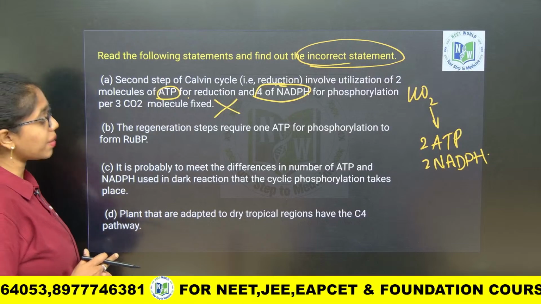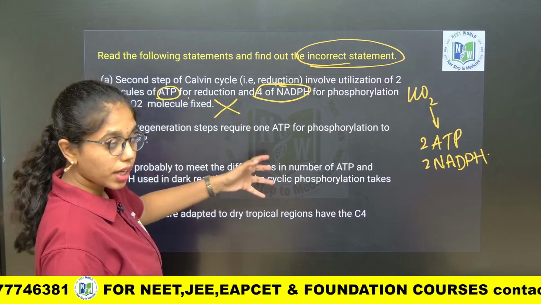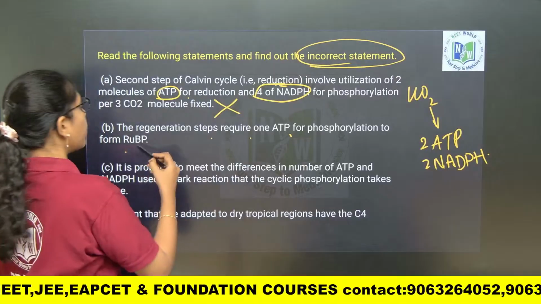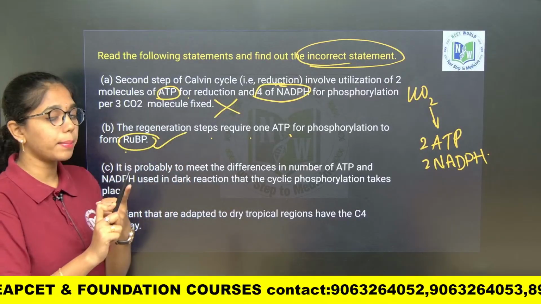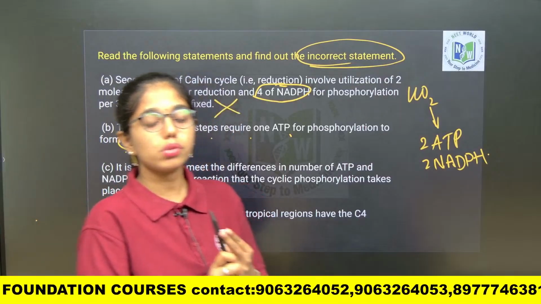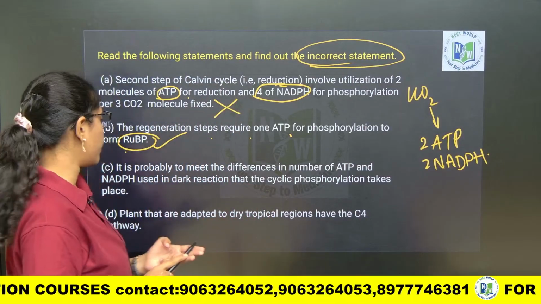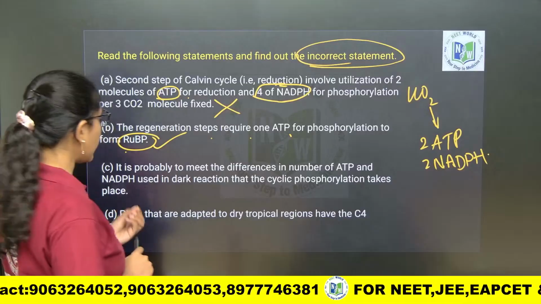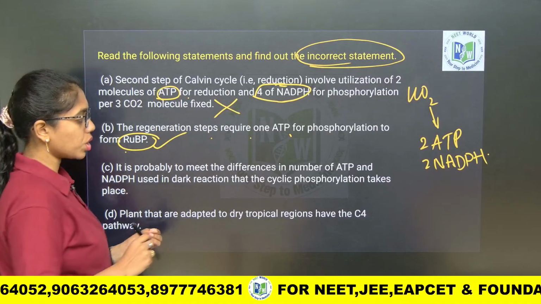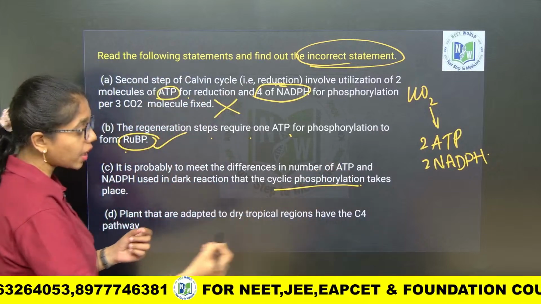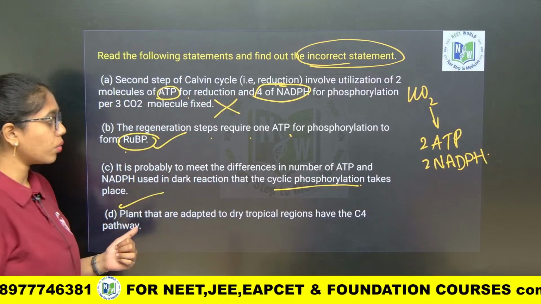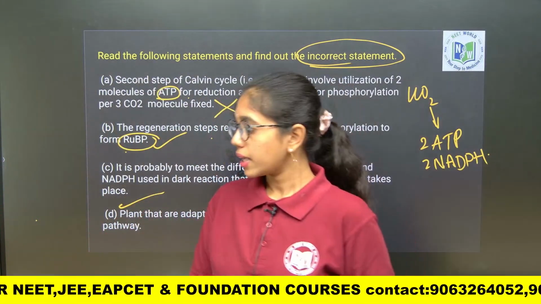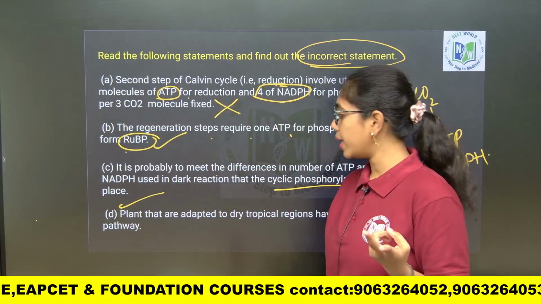The regeneration steps require 1 ATP for phosphorylation to form RuBP. True? Yes, per 1 carbon dioxide, 1 ATP is required to regenerate 1 RuBP. It is probably to meet the differences in the number of ATP and NADPH used in the dark reaction that cyclic phosphorylation takes place. Yes, this is correct only. The difference in the energy is there. Of course, for 1 carbon dioxide in total in the Calvin cycle, 3 ATP are required and 2 NADPH.